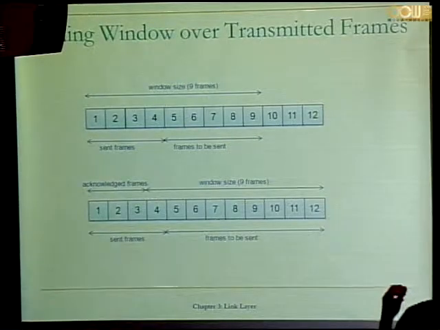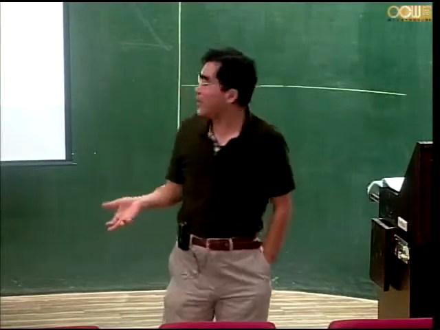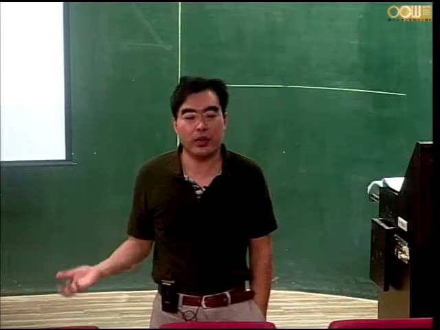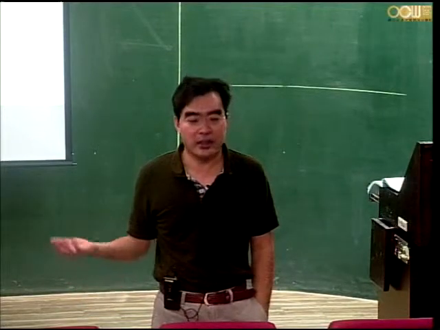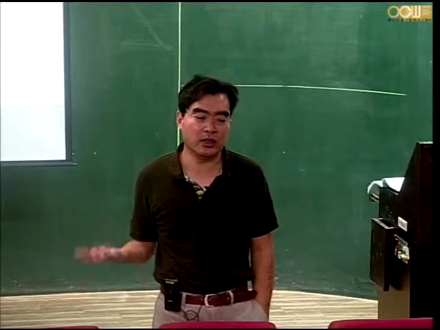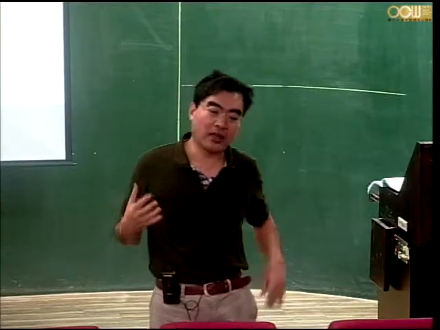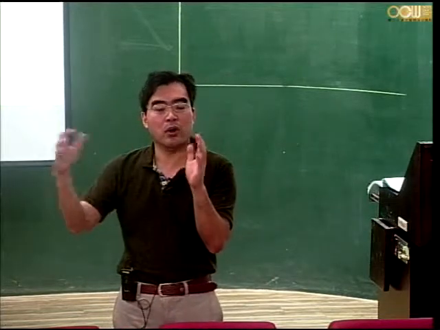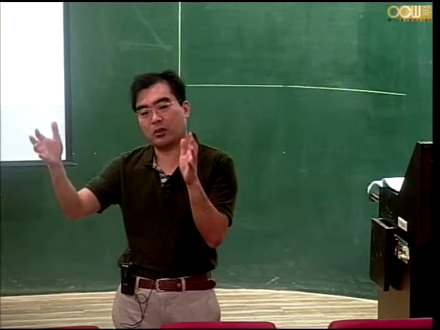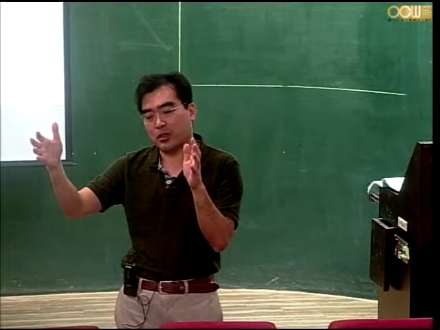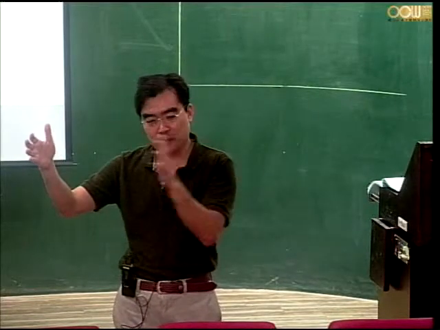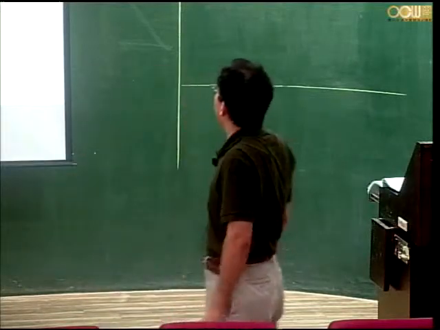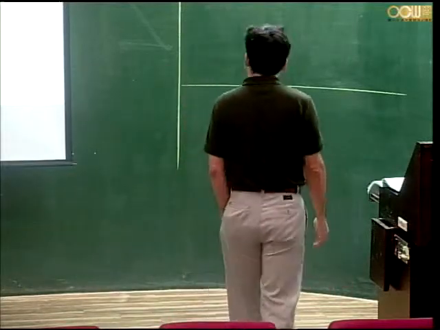And if I transmit all the 9 frames in the window, then what? I need to wait. I cannot send more. I need to wait for the acknowledgement to come back so that I can move my window forward. So if all of the frames in the window have been transmitted, I wait for the acknowledgement to come back so that I can move forward. So that's the sliding window.